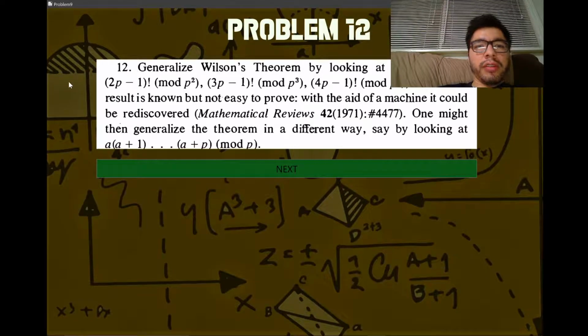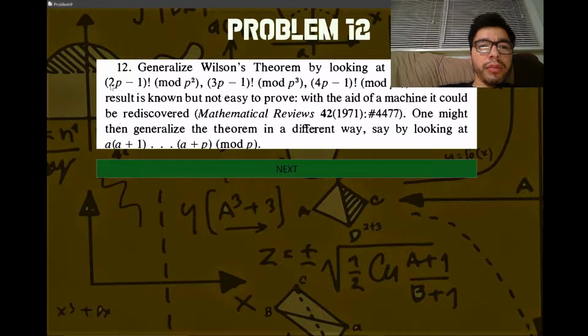Next problem is number 12, which is asking to generalize Wilson's theorem by looking at the values, and it's showing me 2 to a value prime minus 1, and there's going to be a number, and the factorial of that number is going to be applied mod the same prime number squared, and then it's going to show me a different result where the only number that changes is 3, which is going to be a, and p to the third, and then fourth is going to be multiplying p and p to the fourth power, and so on and so on.